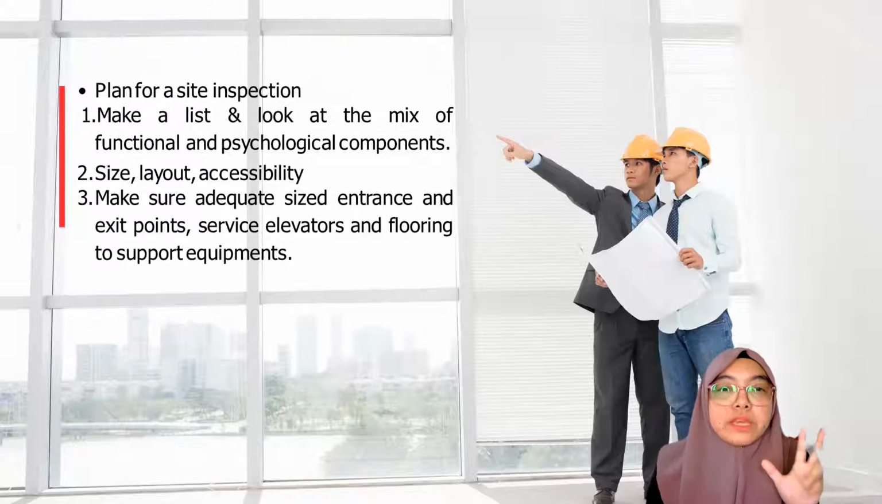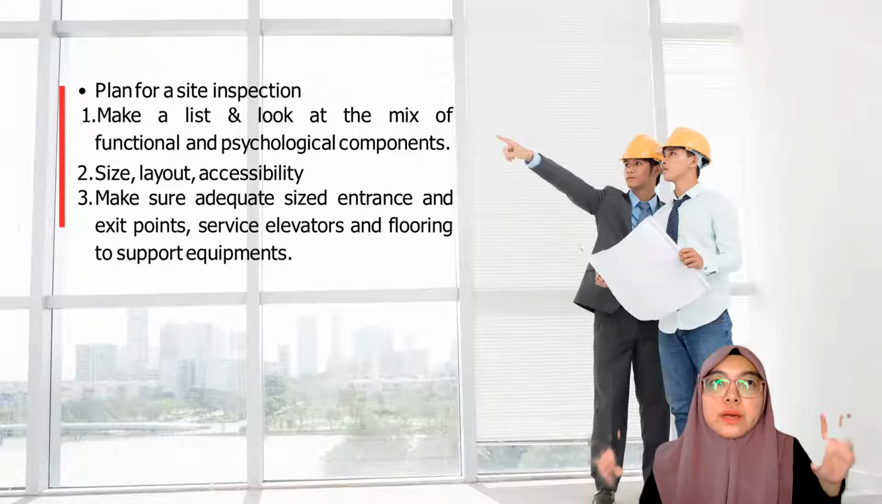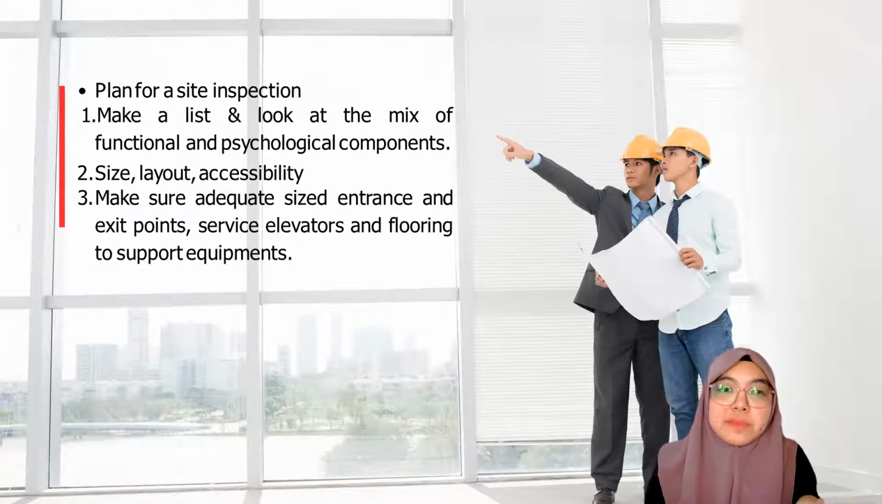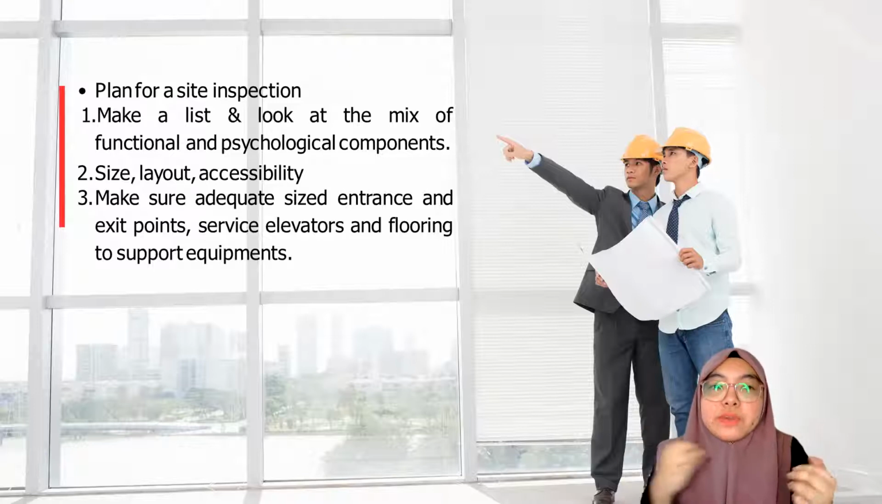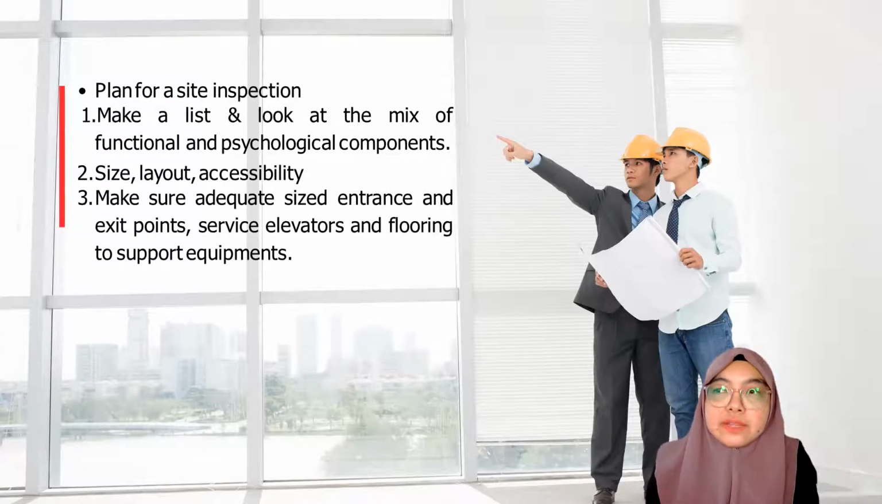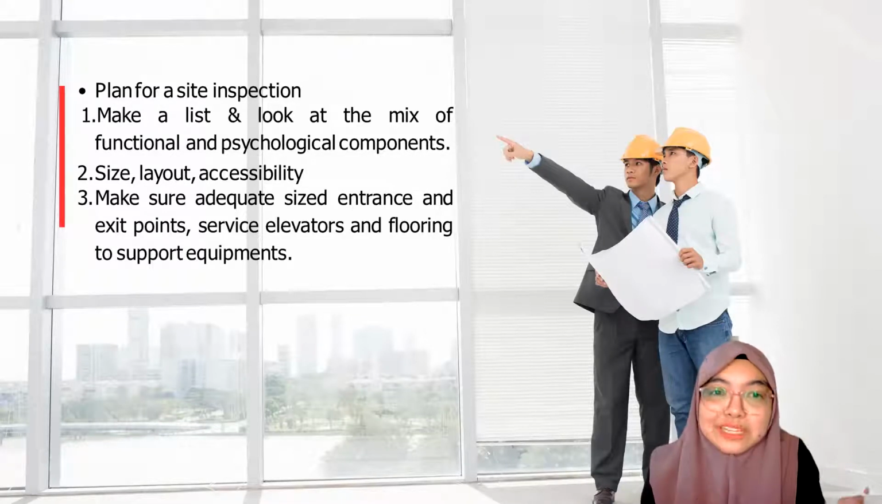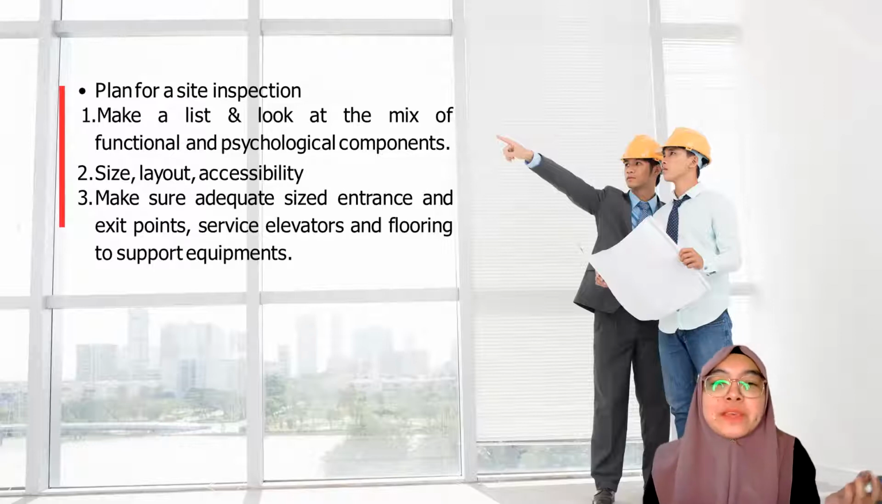Okay, and then number three, make sure of adequate size entrance and exit points. This is very important, because you don't know how big your crowd is. Maybe you are going to invite around 500 people, but sometimes it can be double that amount. Maybe you have 1,000 people coming at one time. So you need to have a very good entrance, and different entrances and different exit points. And then you need to have a service elevator, even for normal people like me. I frequently use the service elevator instead of the stairs. Okay, and flooring to support equipment. So do you have good flooring or not?